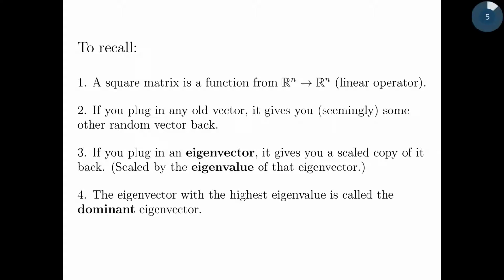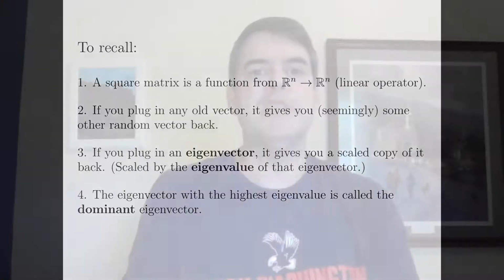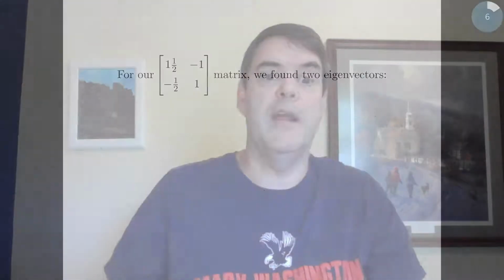All right? And then lastly, we had this little bit of nomenclature called the dominant eigenvector. That's simply the eigenvector with the highest eigenvalue. Now, the purpose of this lesson is to talk about just how dominant the dominant eigenvector is. And this is going to blow your mind. Dominant is a very well-placed term, right?